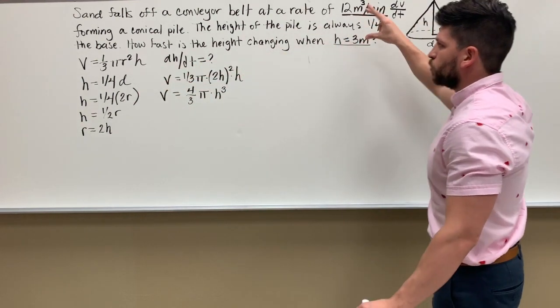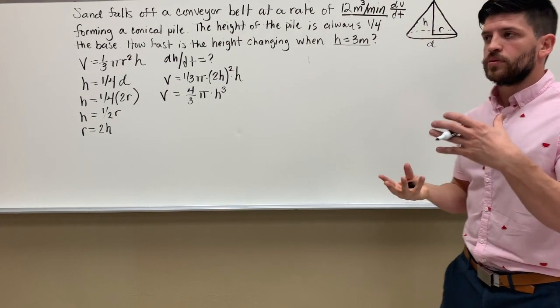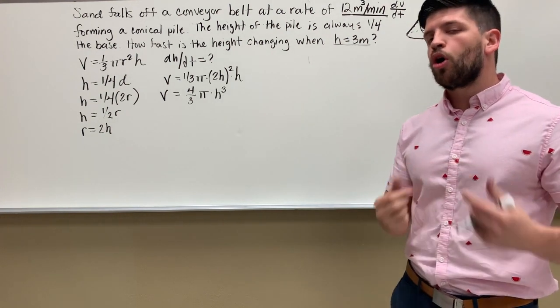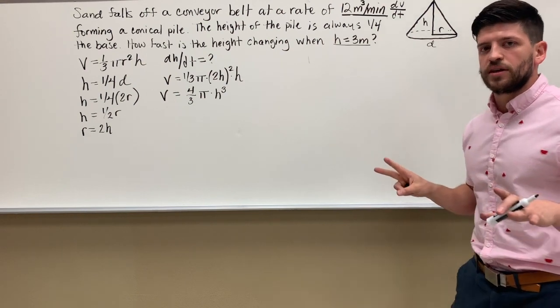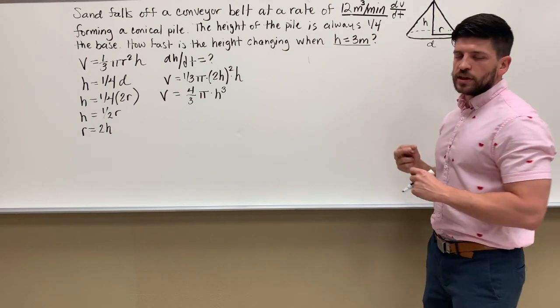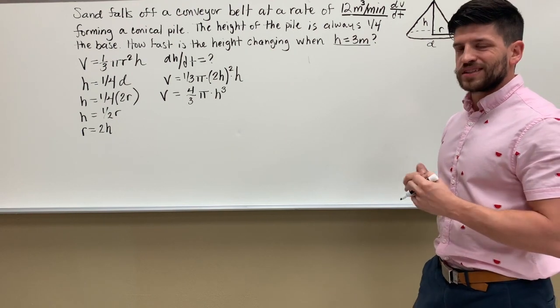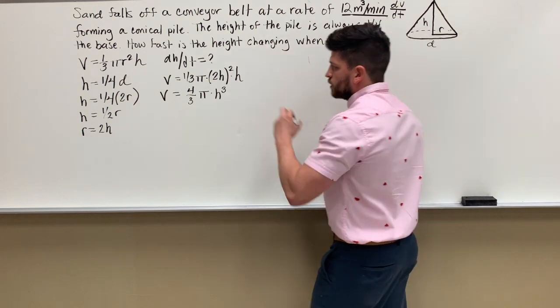Now let's think about the problem. We have sand falling off a conveyor belt. So this pile is going to be growing. The height, radius, diameter, volume, whatever variable is always going to be changing. Since they're changing, we cannot plug anything in. The only time in a related rates problem where we can plug something in before we take the derivative is when it's constant. And we don't have that here. So, back to the problem.